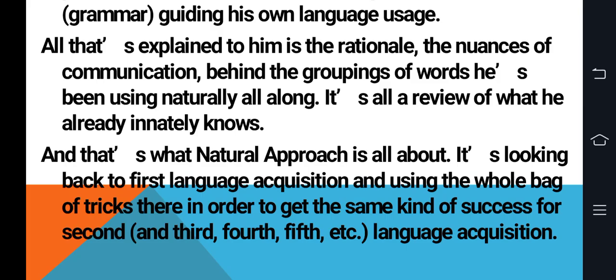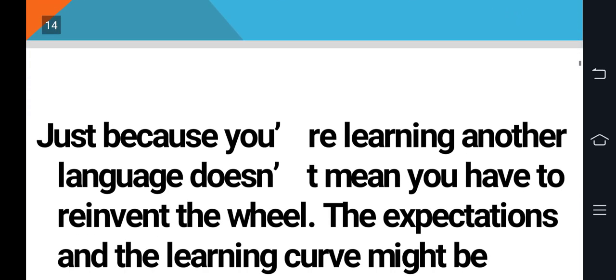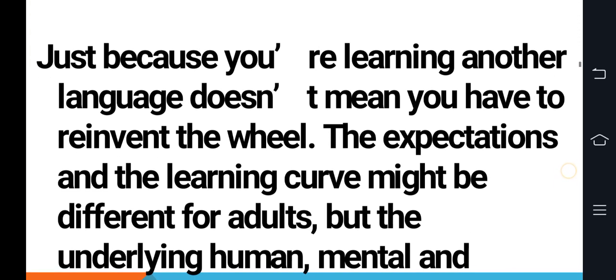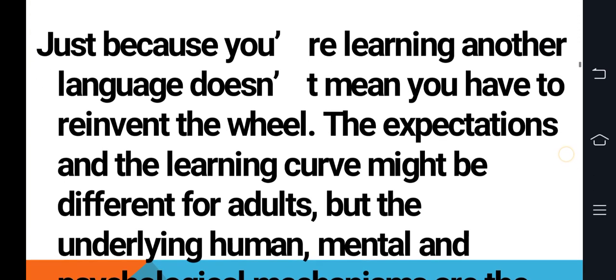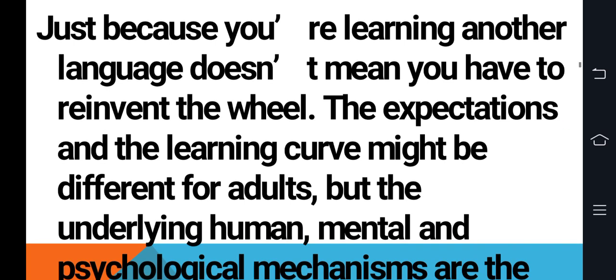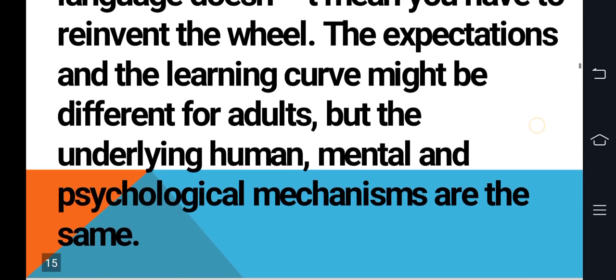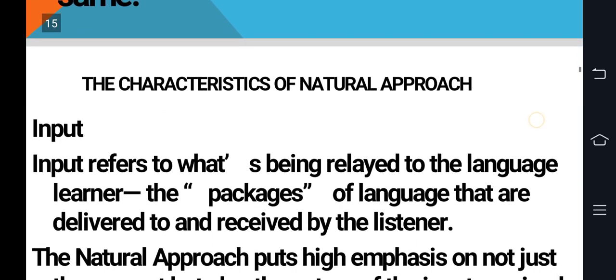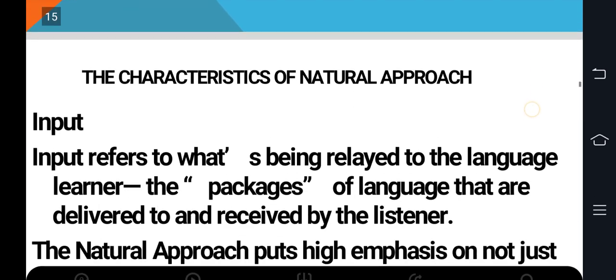It's looking back to first language acquisition and using the whole bag of tricks there in order to get the same kind of success for second, third, fourth, fifth, etc. language acquisition. Just because you're learning another language doesn't mean you have to reinvent the wheel. The expectations and the learning curve might be different for adults, but the underlying human mental and psychological mechanisms are the same.